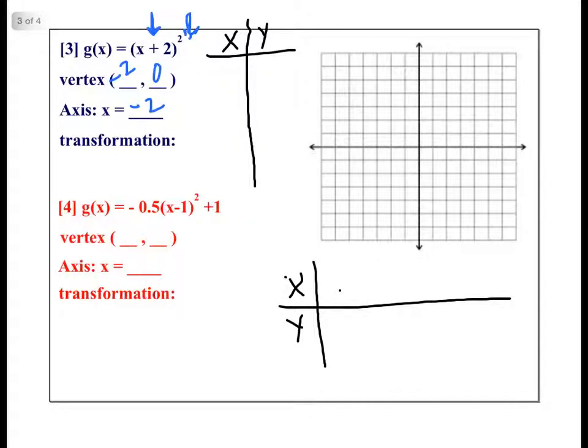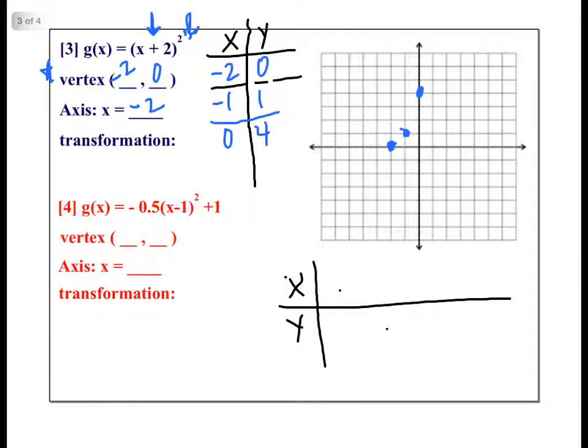So I'm going to start by plugging negative 2 in to my equation. When I plug that in, negative 2 plus 2 is 0. 0 squared is 0. So that's going to be my first point. And I already knew that because we have the vertex listed right here. So I'm going to pick some points to the right of that. So I'm going to plug negative 1 in. Well, negative 1 plus 2 is 1. 1 squared is 1. So negative 1, 1. If I plug 0 in, I get 0 plus 2 squared, which is 2 squared, which is 4.